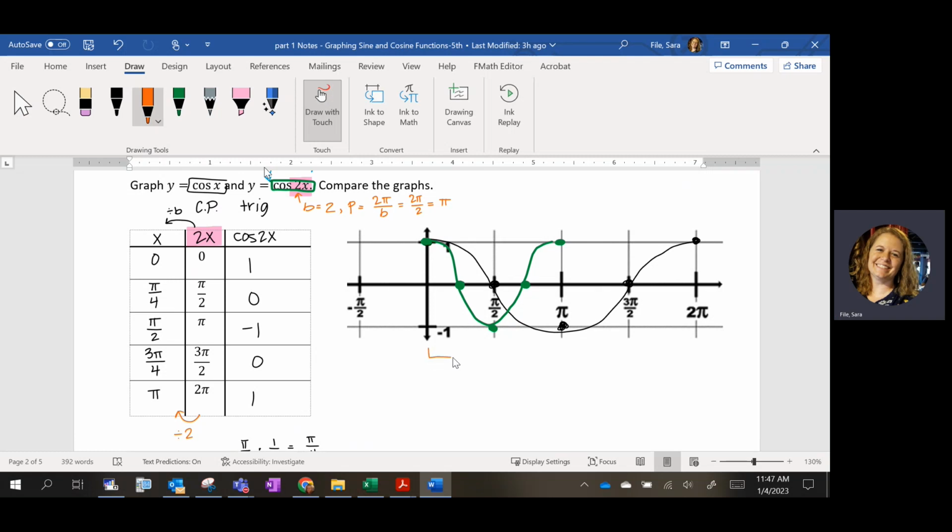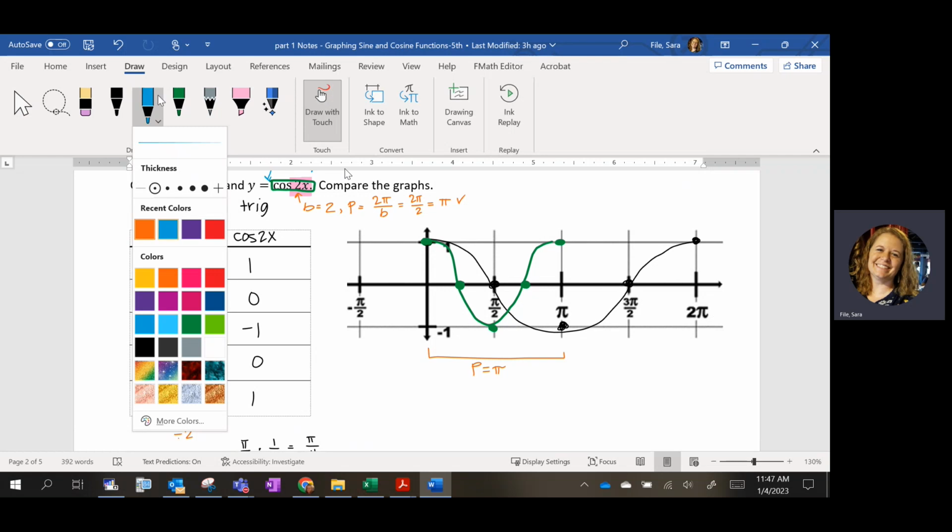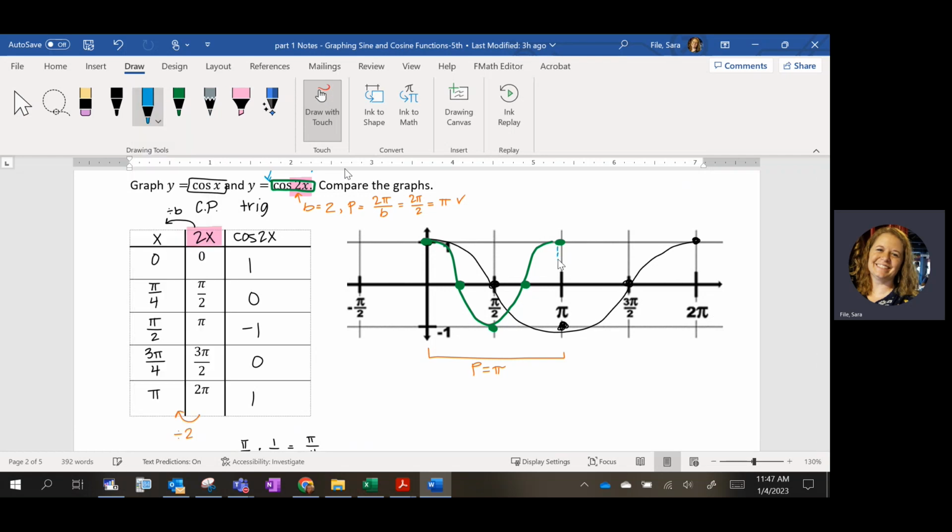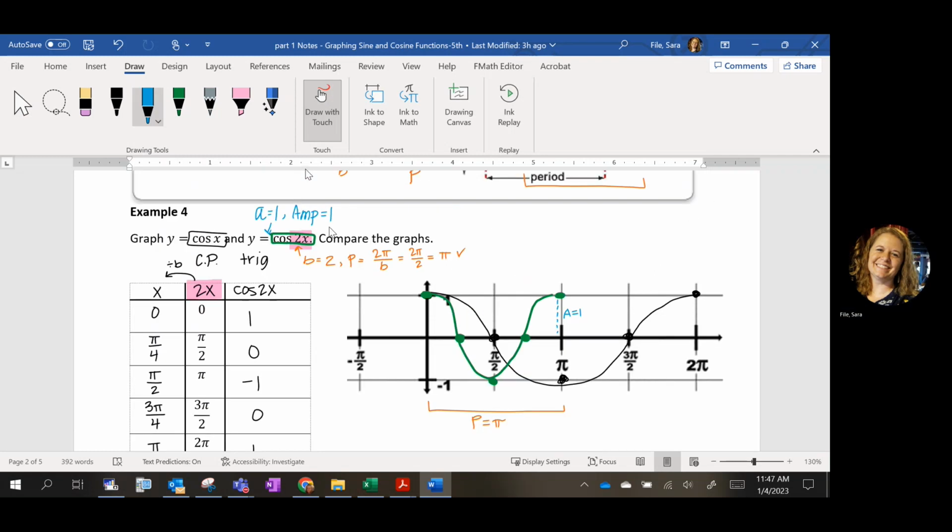Now, I want to label things still. So what is the period of the green one? Is that what we said it should be based on the equation? Yep, we said it should be pi. Okay, what is the amplitude of this graph I just drew? 1. Is that what we said it should be based on the equation? Yes, it is. So you see how it kind of ends up checking itself? If you understand how to read the equation, you can check that your graph meets those requirements.